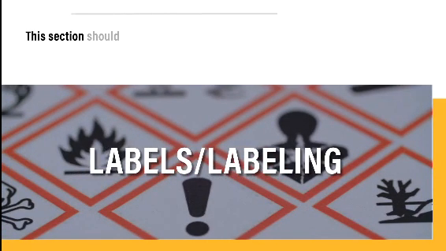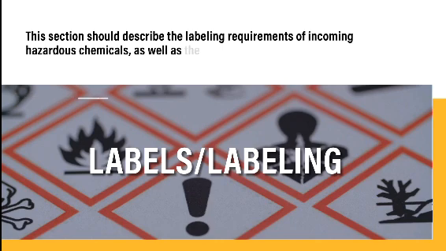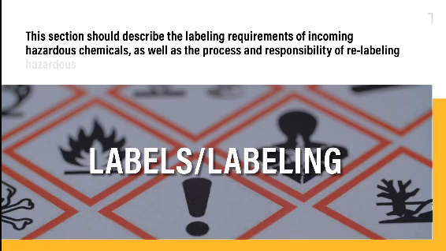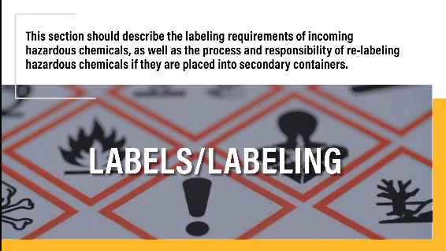Labels and labeling. This section of the written program should describe the labeling requirements of incoming hazardous chemicals, as well as the process and responsibility of relabeling hazardous chemicals if they are placed into secondary containers.